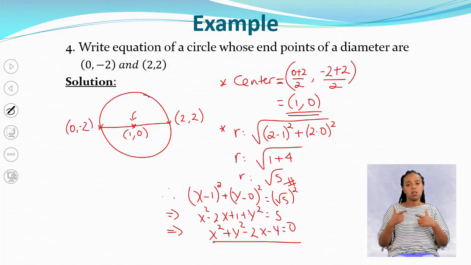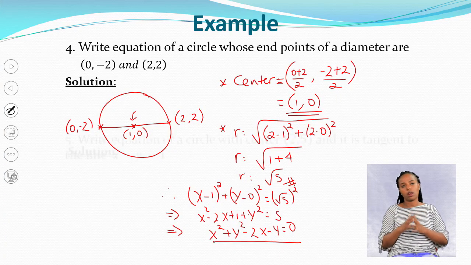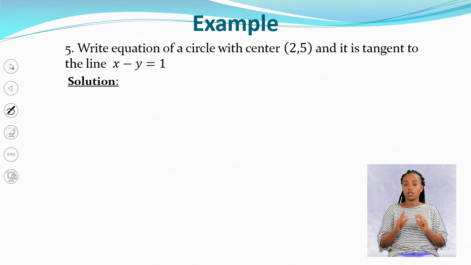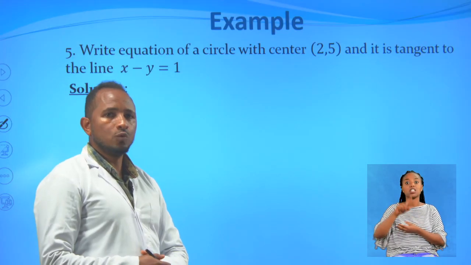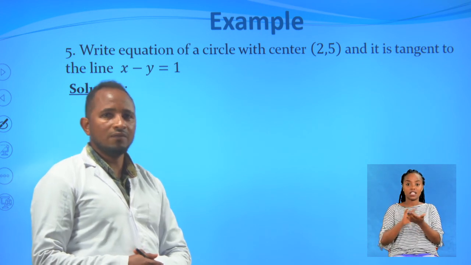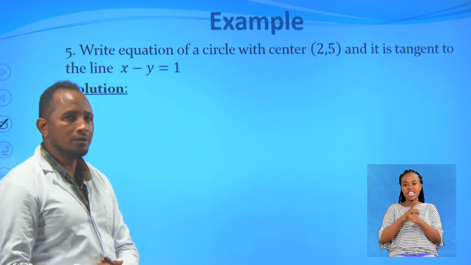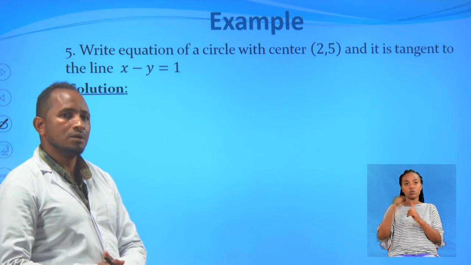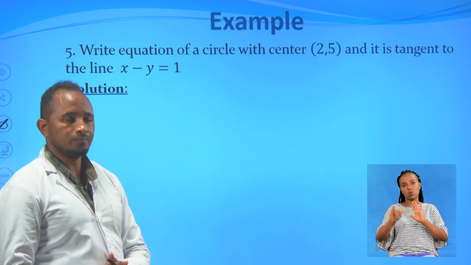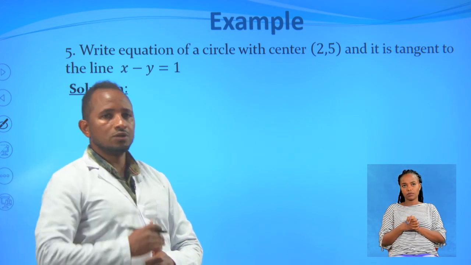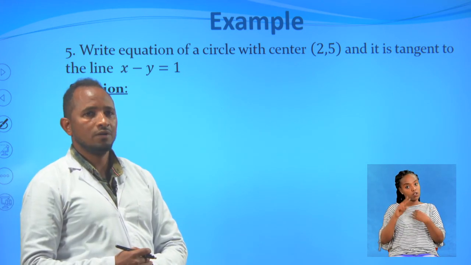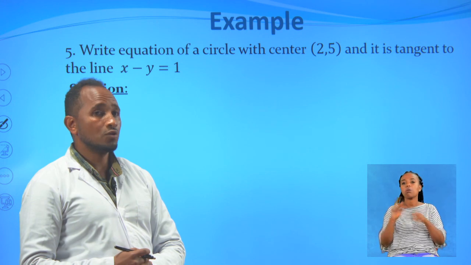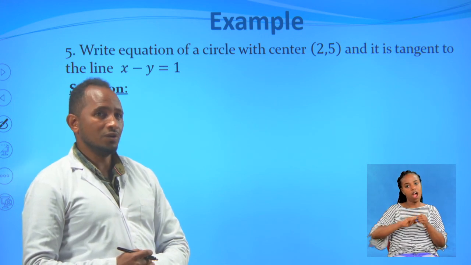Now let's proceed to the next example. Write the equation of a circle with center (2, 5) that is tangent to the line x minus y equals 1. In this question, the center of the circle is given, it is (2, 5). But we don't have the radius, so we need to find the radius. So let's see the question.